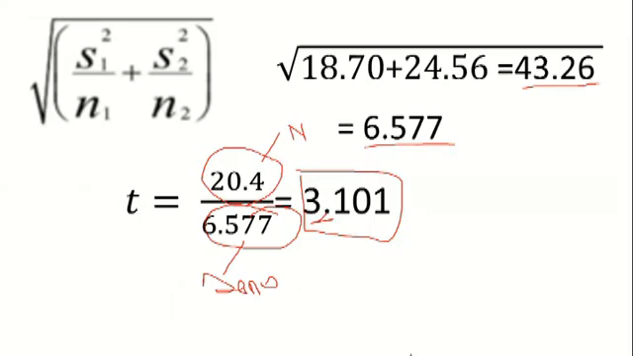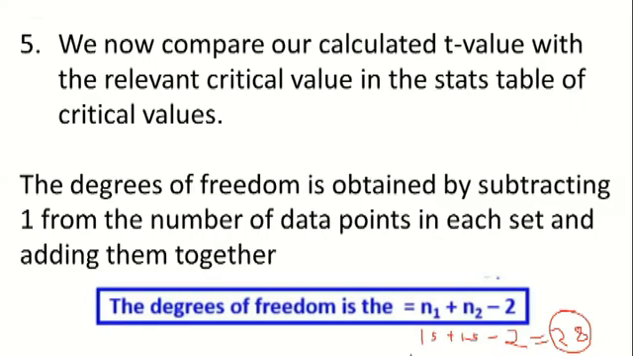Then when you finish that, you now come and calculate the degrees of freedom. And we are saying the degrees of freedom equals the number of samples in sample 1 plus the number of samples in sample 2, and you subtract 2. So in this case, the number of samples in sample 1 were 15, and in sample 2 were also 15. So 15 plus 15 minus 2, you get 28.